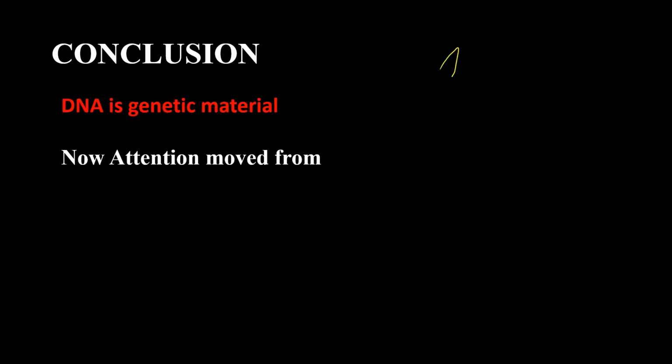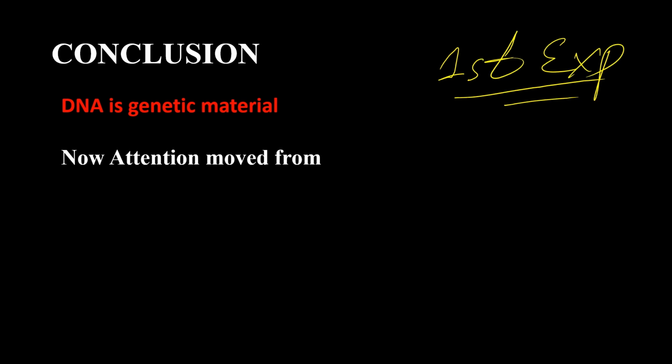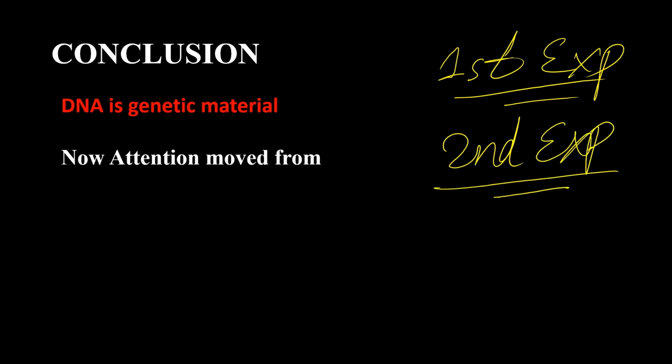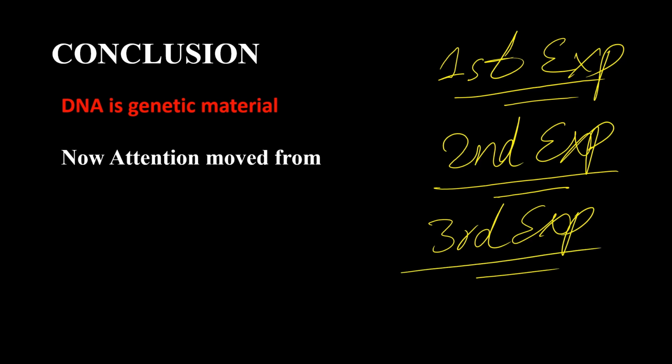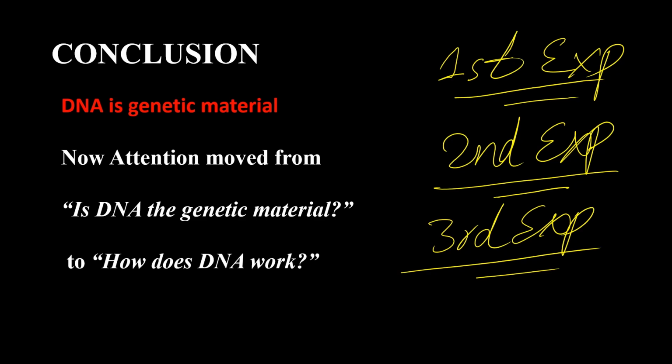As we have seen from the beginning of this lecture, our first experiment, Griffith's, provided a clue that there is a transforming principle, which may be DNA, RNA, or protein. Our second experiment, of Avery, MacLeod and McCarty, provided experimental proof that DNA is really the genetic information carrier. And the third experiment, of Hershey and Martha Chase, confirmed that DNA is really the genetic information carrier. So now the attention of the scientists moved from whether DNA is the genetic material to how DNA works.